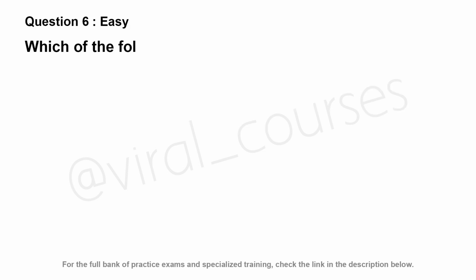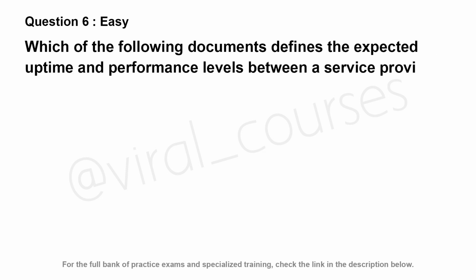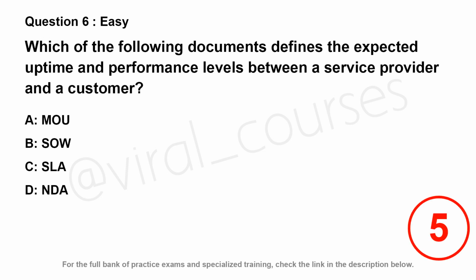Which of the following documents defines the expected uptime and performance levels between a service provider and a customer? Option A, MOU. Option B, SOW. Option C, SLA. Option D, NDA.